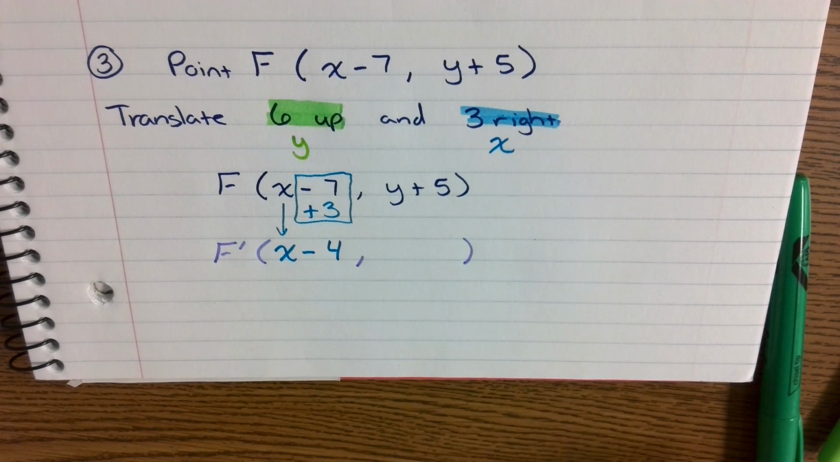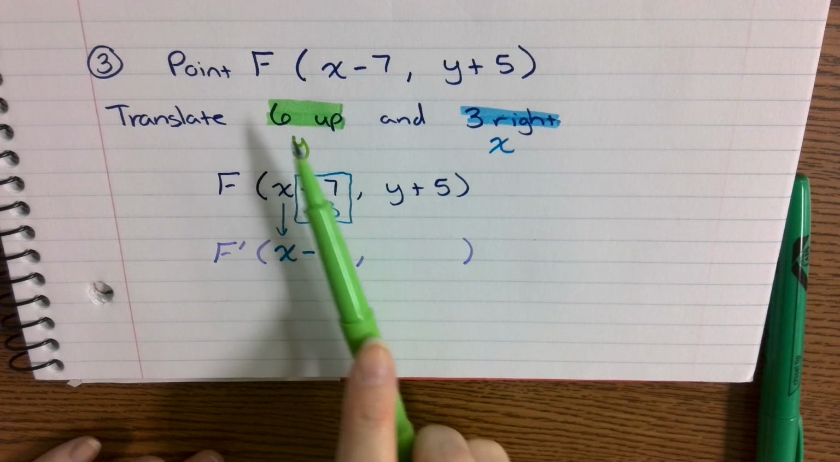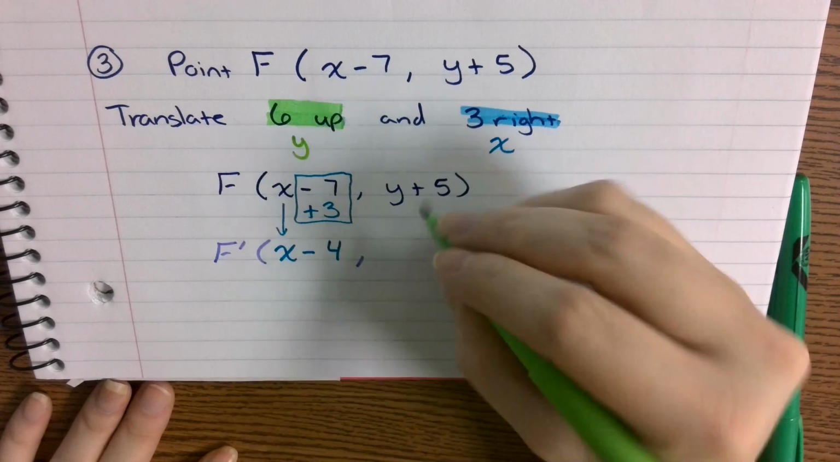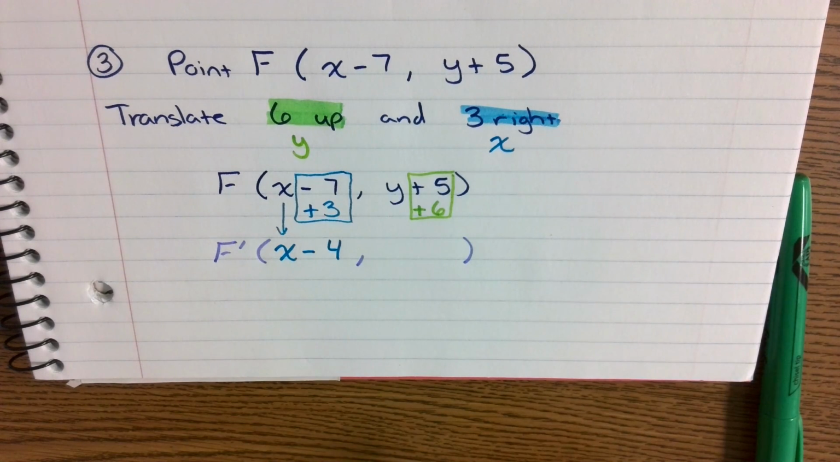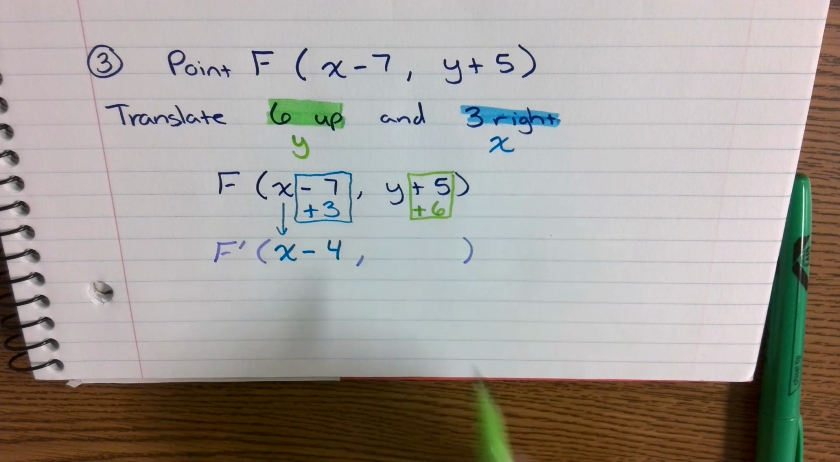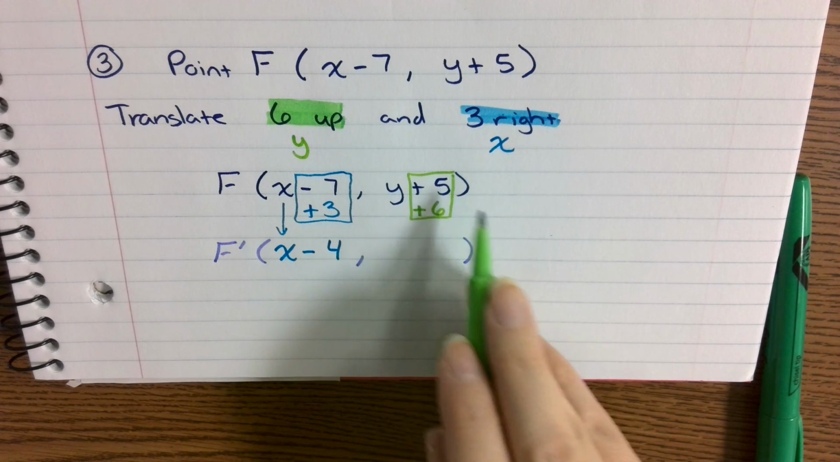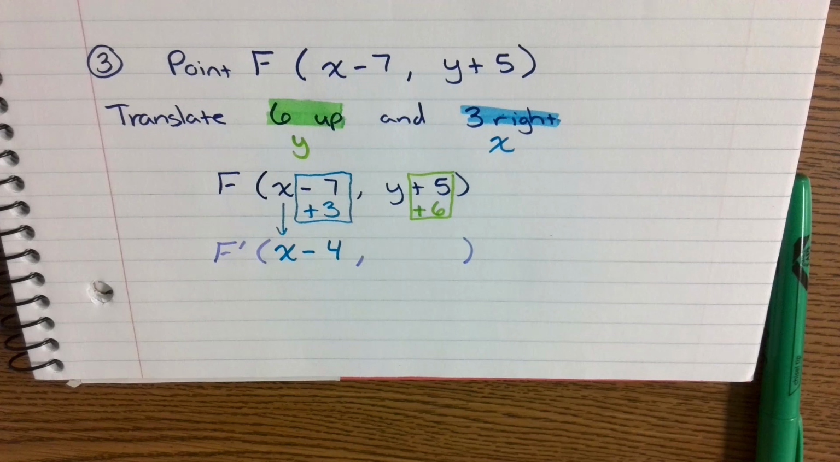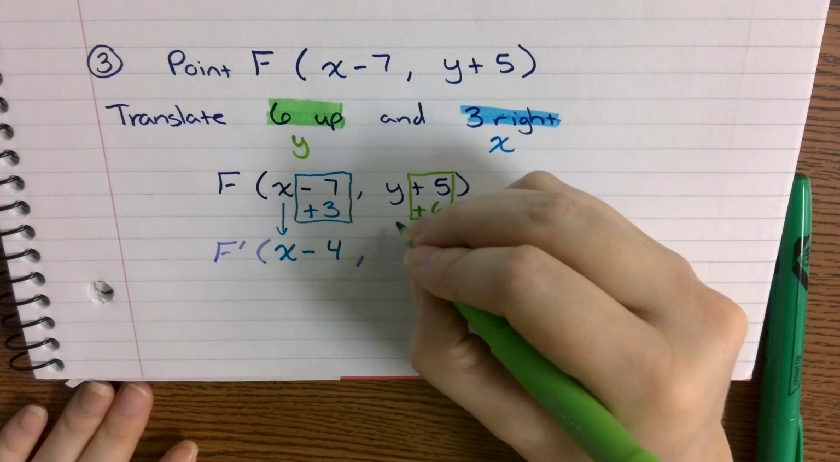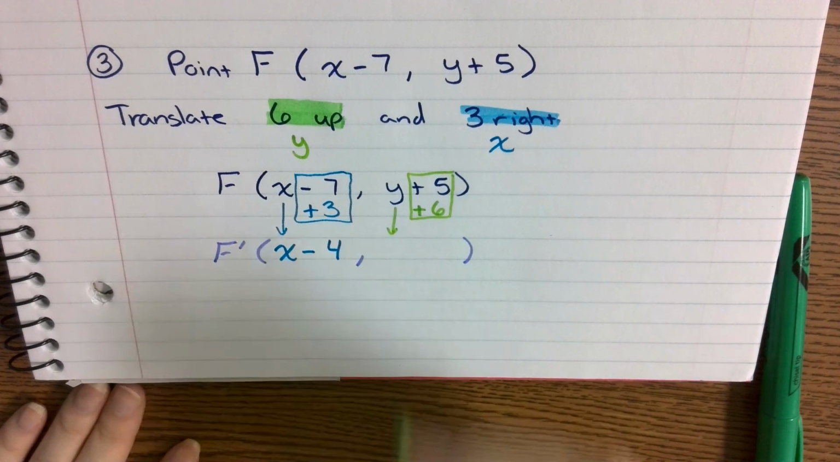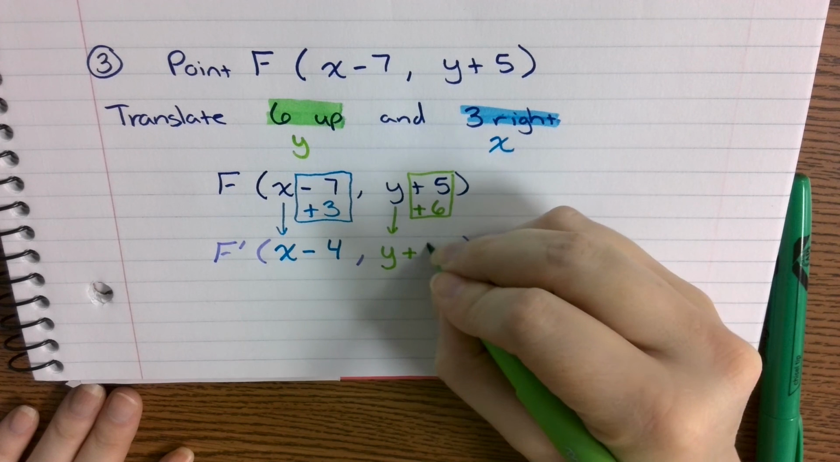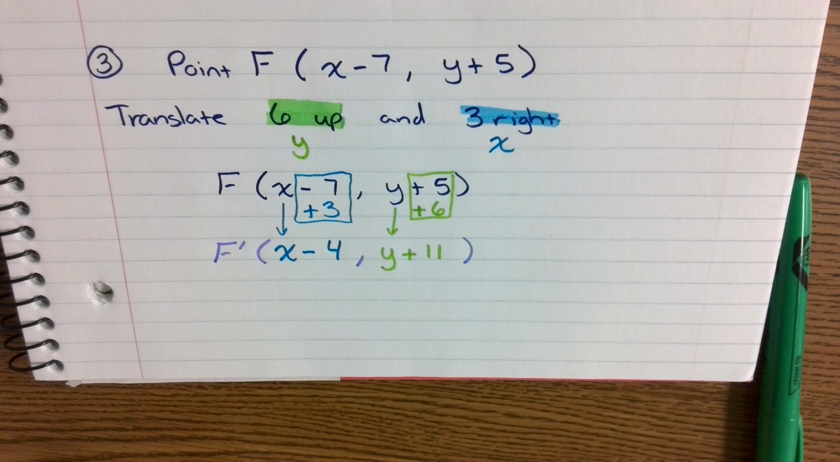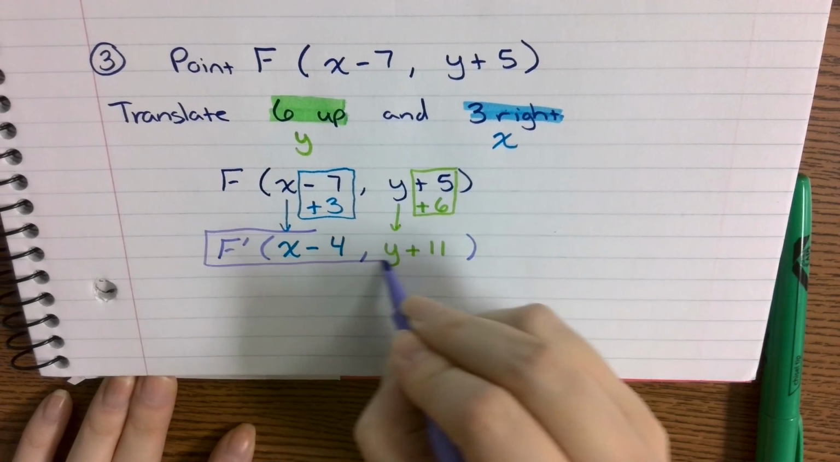Now I need to do the same thing for the y. The y says it's 6 units up, so the only thing that I can add 6 to is this number portion right here. That 5 is positive, so it's positive 5 plus 6. What does that give me? Positive 11. So that y is still going to come down, and because this is a positive 11, I'm going to put a plus sign and then 11. So there's my newly translated F prime.